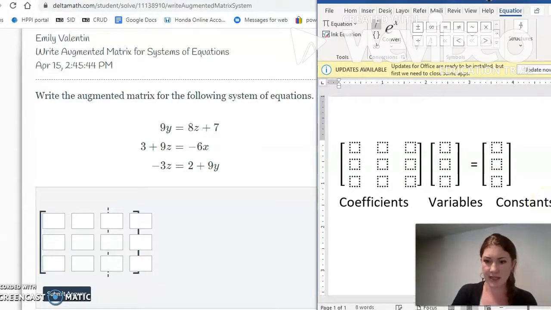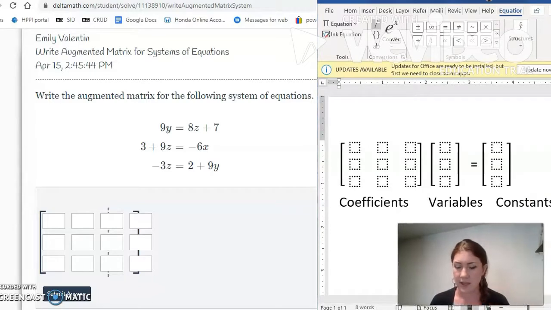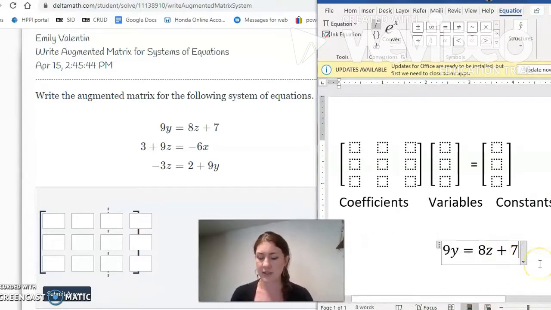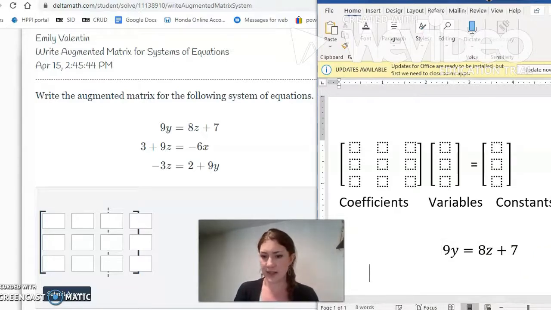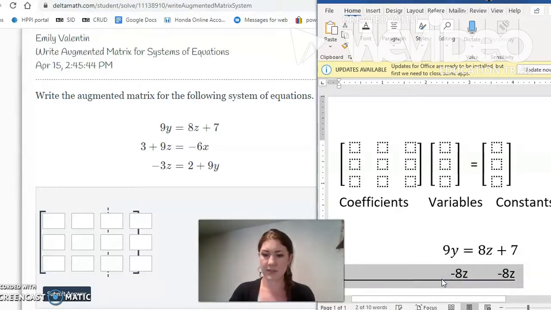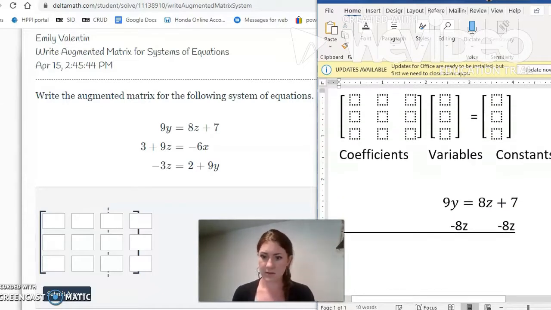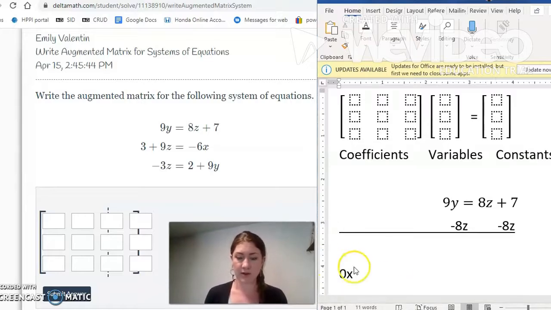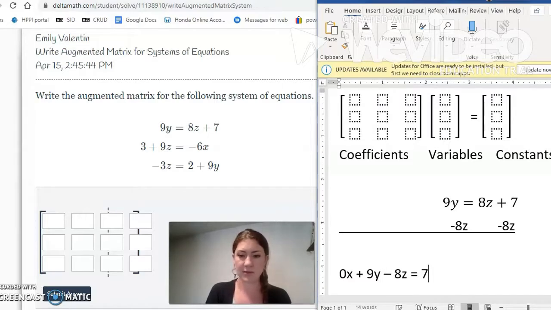So right now it says 9y equals 8z plus 7. And I want to get my variables on the left, my constants on the right. So right now I have a variable on the right, 8z. So I'm going to go ahead and subtract 8z from both sides. Okay, and that results in so 0 x's, right? That's not written, but that's an important part of it because we also have x's in these equations. So 0x plus 9y minus 8z equals 7.